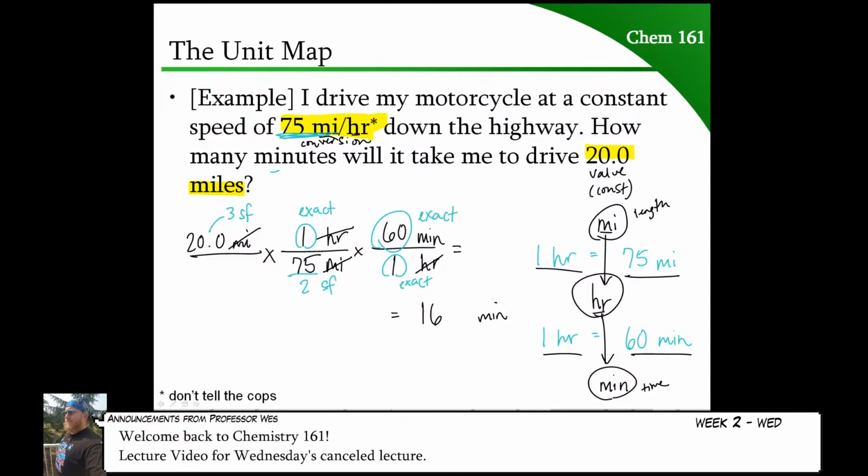Okay? Be careful about looking at conversions and considering whether they are exact or measured quantities. Almost universally, they're going to be measured quantities. So what that means is my answer should have 2 sig figs, and I lost my cursor. There it is. So this should have 2 sig figs, and it does, so this is the answer I'd report. It should take me 16 minutes to drive 20 miles.